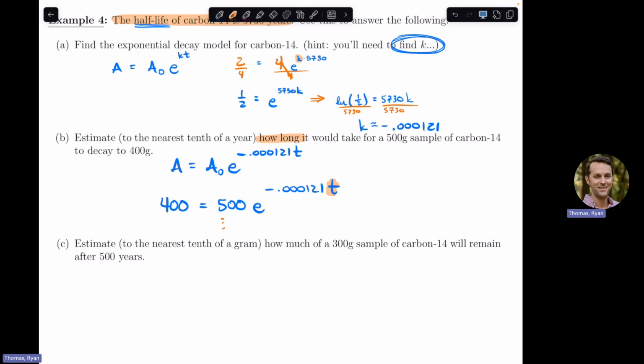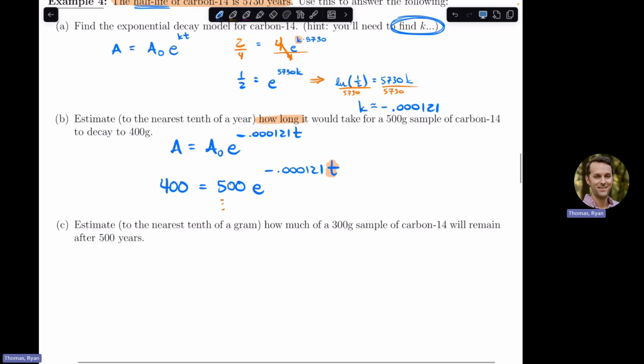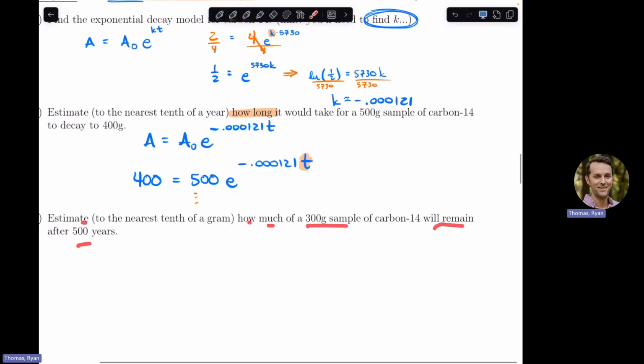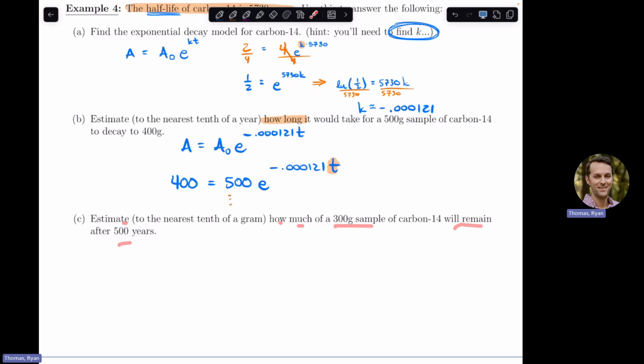What would the setup look like on part C? What are we given? Estimate how much of a sample will remain after 500 years. So we've definitely got T. We know K already. Which amount do we have and which one are we looking for? Yeah, we have the starting amount. And that means we're looking for A.